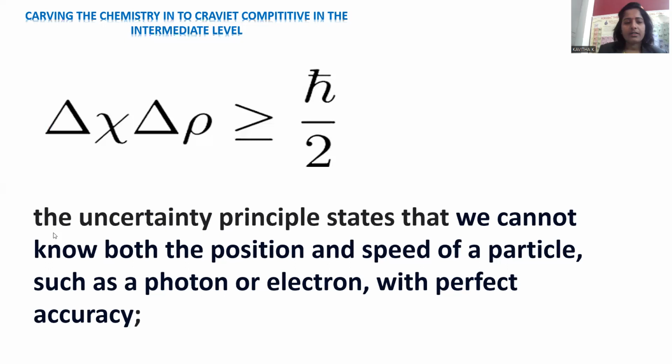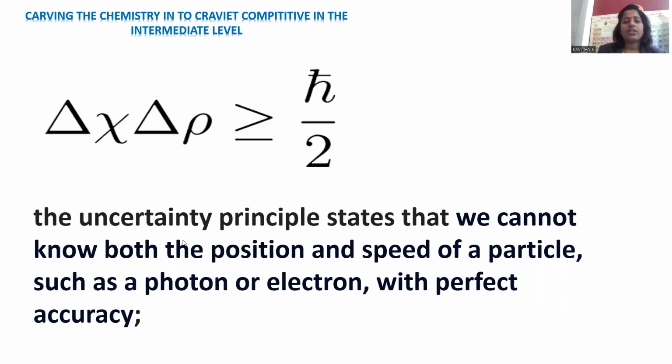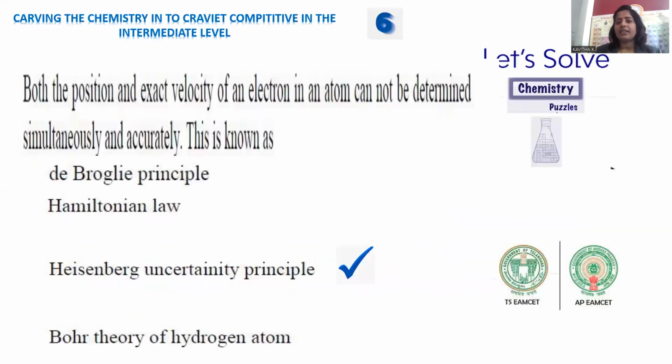Here, the uncertainty principle states that we cannot know both the position and the speed of a particle, such as a photon or electron, with perfect accuracy. Photon is the light particle, and electron is the tiniest subatomic particle in the atom. So this kind of equation is applicable to photon as well as electron, right? So this is the way we can say position and velocity can't be determined simultaneously. So by this, we completed the entire session.